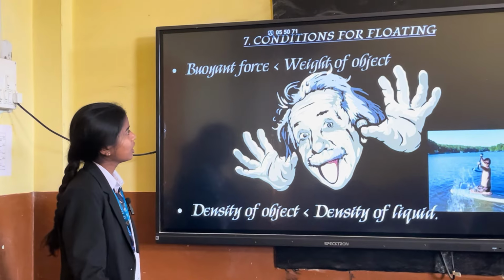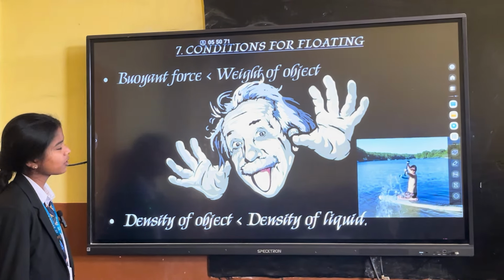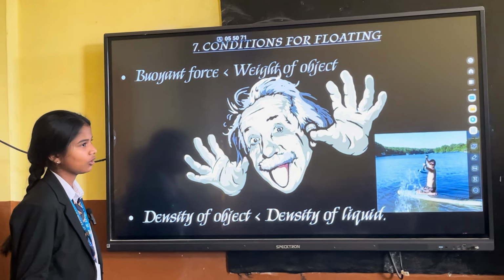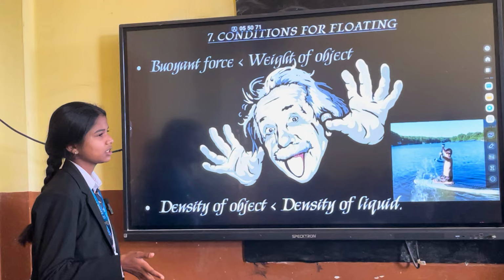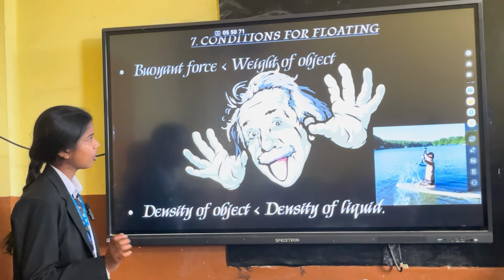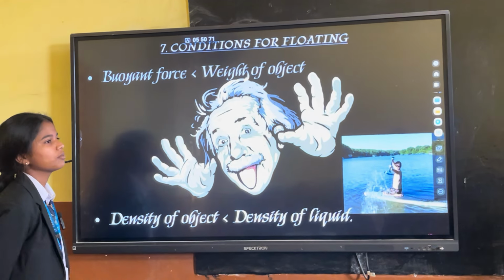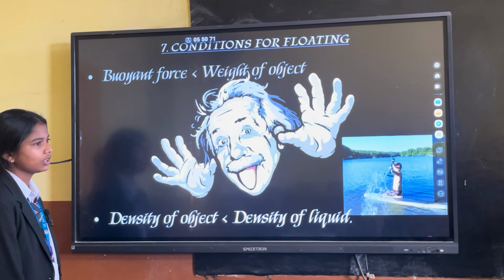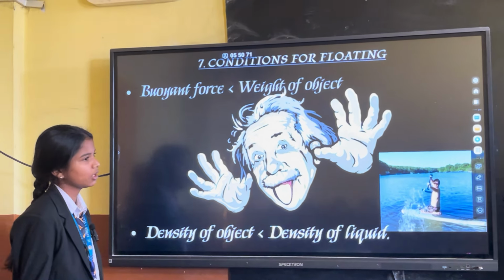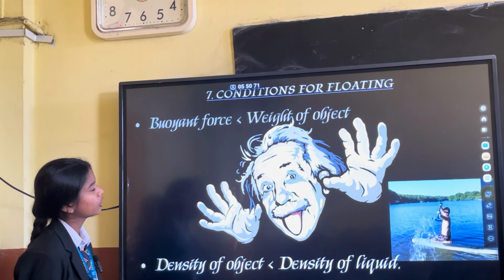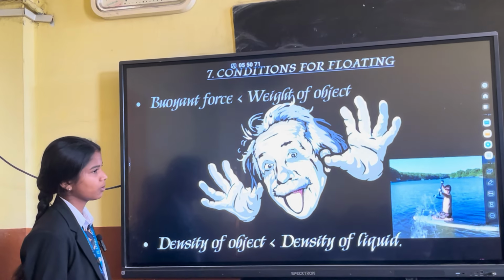It means the buoyant force acting on an object is equal to the weight of the liquid displaced by the submerged part of the object. For example, when a boat is floating, the weight of the boat is equal to the weight of the liquid displaced by the submerged part of the boat.